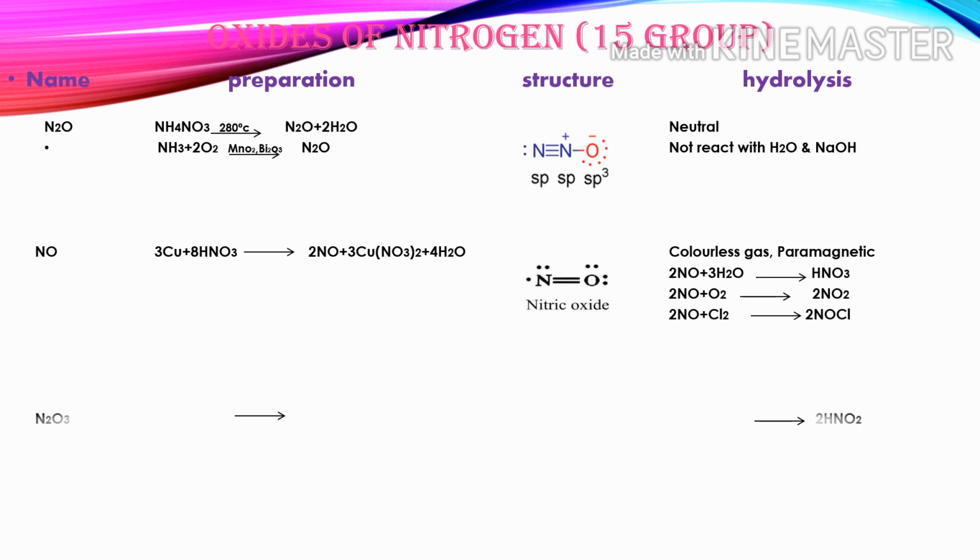This is the first preparation. And second, ammonia reacted with oxygen in the presence of manganese dioxide and bismuth trioxide catalyst gives nitrous oxide. The structure of nitrous oxide is linear and asymmetric. It is a neutral oxide.